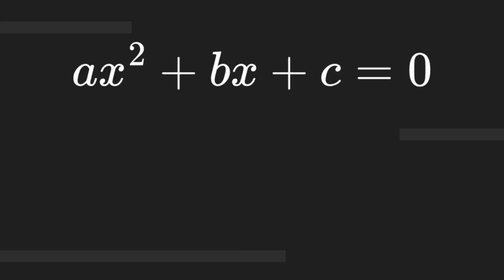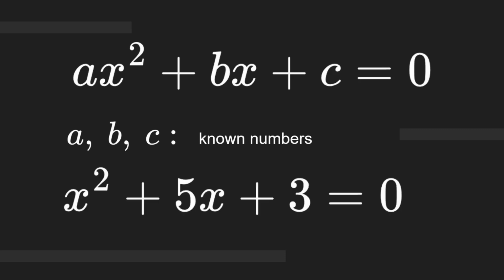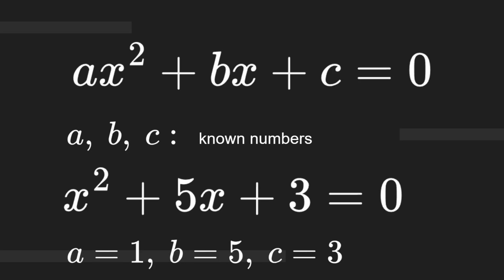In one of our previous videos, we talked about how to solve equations of the general form ax squared plus bx plus c equals 0, where a, b, and c are known numbers. For example, the equation x squared plus 5x plus 3 equals 0, with coefficients a equals 1, b equals 5, and c equals 3, can be easily solved using the formulas we've learned.